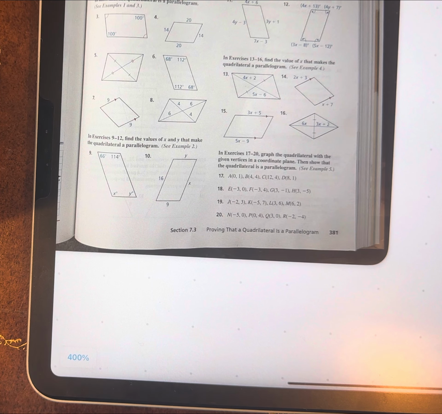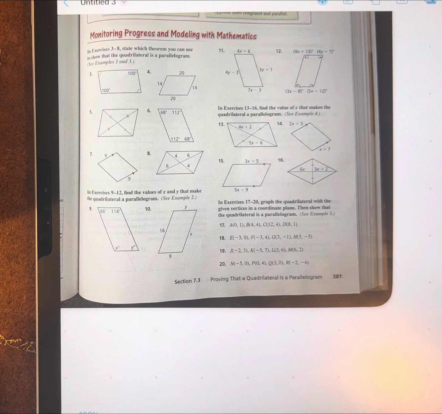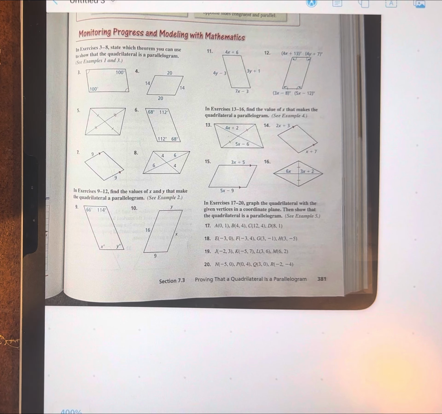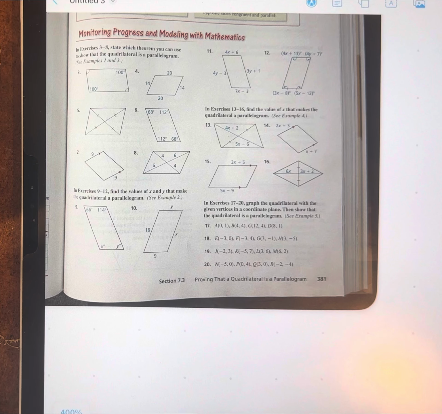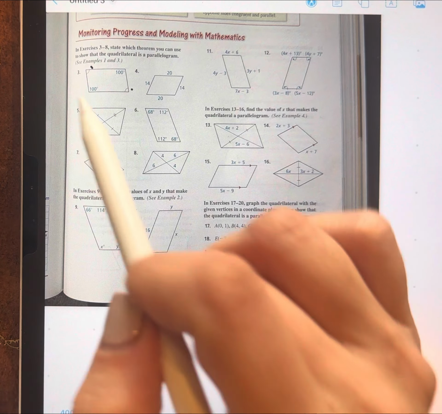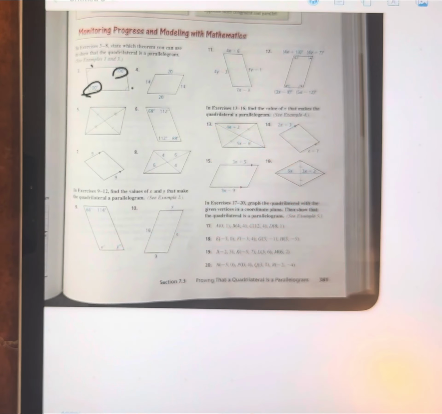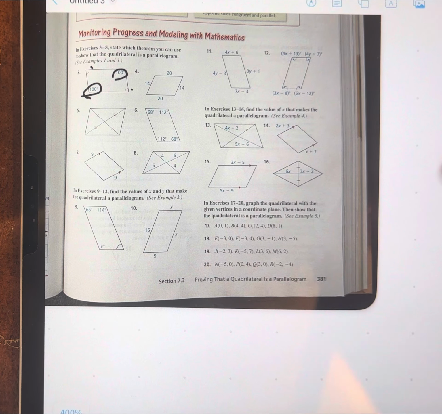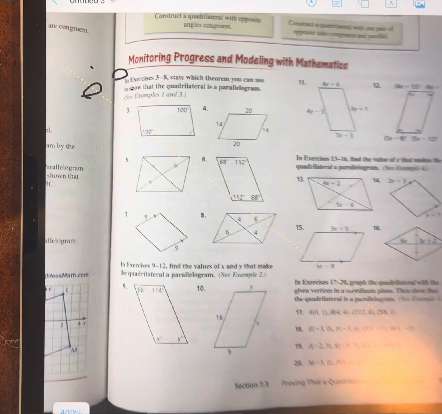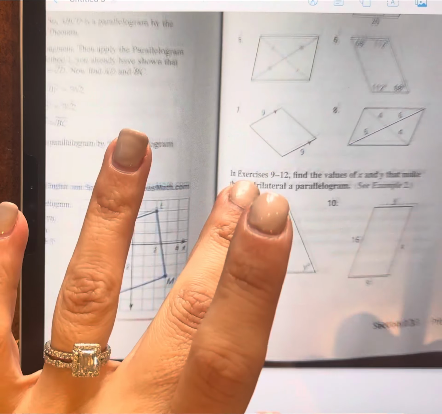Alrighty. So, okay. In exercises 3 to 8, state which theorems you can use to show that the quadrilateral is a parallelogram. So number 3, it's showing me that this angle and this angle are congruent with those little markings. And then it's showing me that this angle and this angle are congruent with the fact that they're both 100 degrees.